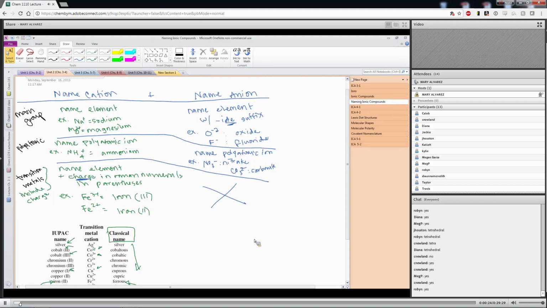And unless it was a transition metal, we would never have to say anything about the charge because they were defined. And never at any time would we ever say how many of each cation and anion we had, because that was defined by the relative charges, because we have to have a total charge of 0. Okay, so it's a little bit of a process to name ionic compounds.